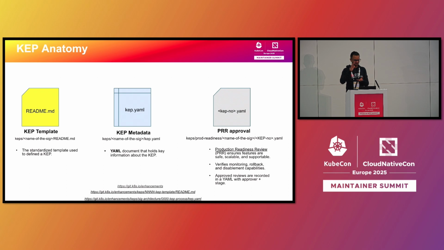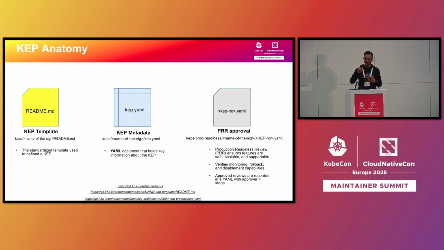Next is the PRR, that stands for production readiness review. These are a set of questionnaires present in the KEP template, just to ensure that the feature being proposed is not going to break something in production. This is reviewed by an independent team outside of the SIG that is proposing the KEP, and once they are happy with the answers, or with what is being proposed in the KEP, they give a PRR approval. This approval is captured by a separate file, again a YAML file, that is stored in the GitHub enhancements repo.